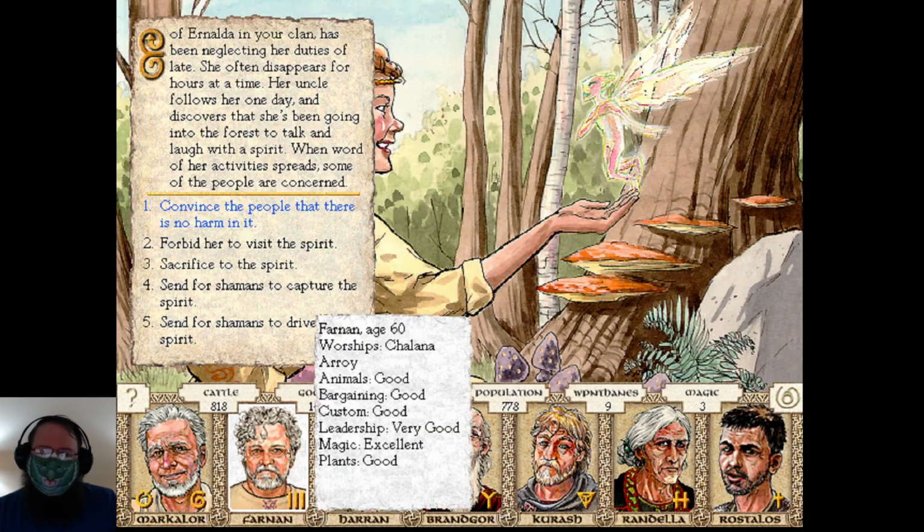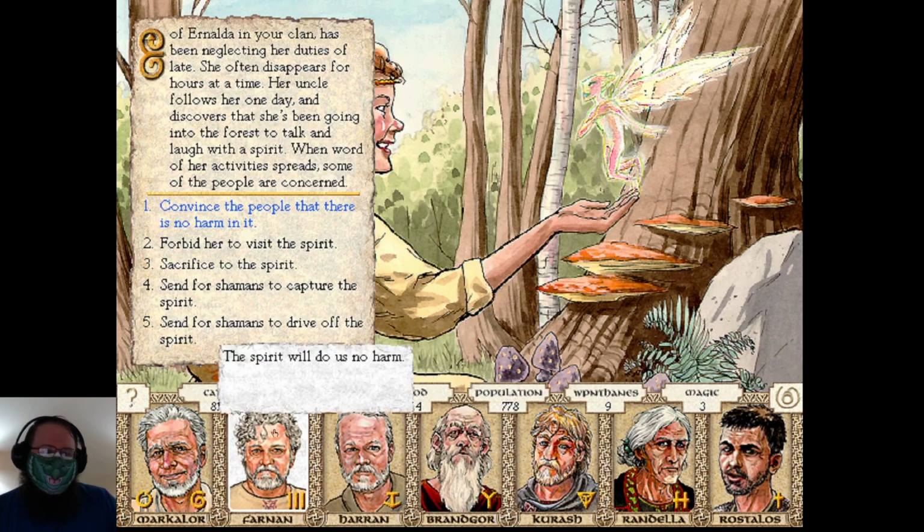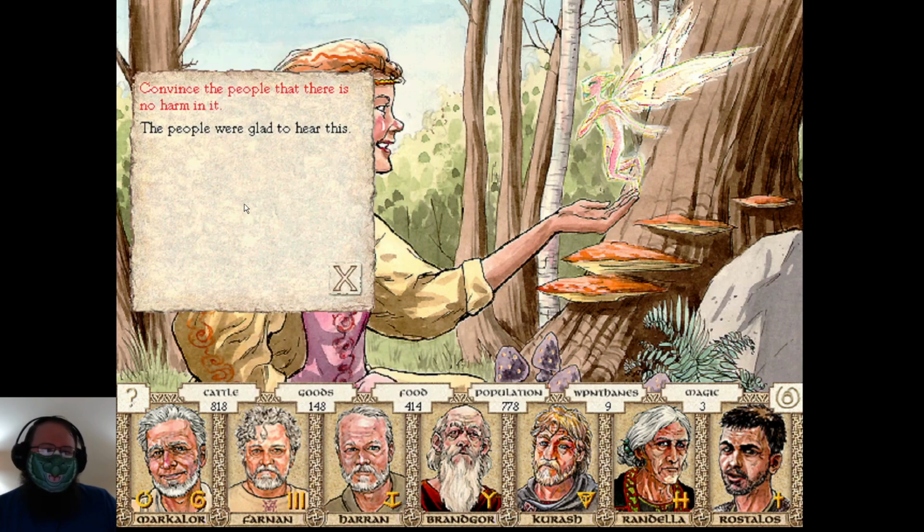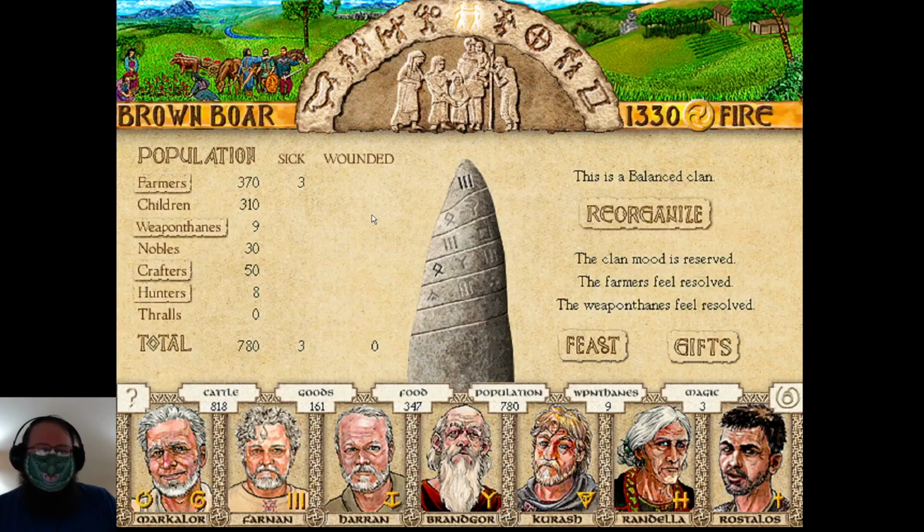And our main magic guy is like, hey, convince the people there's no harm in it. I think we'll go with him. The people are glad to hear this. Okay. I'm gonna guess that comes into play later on.